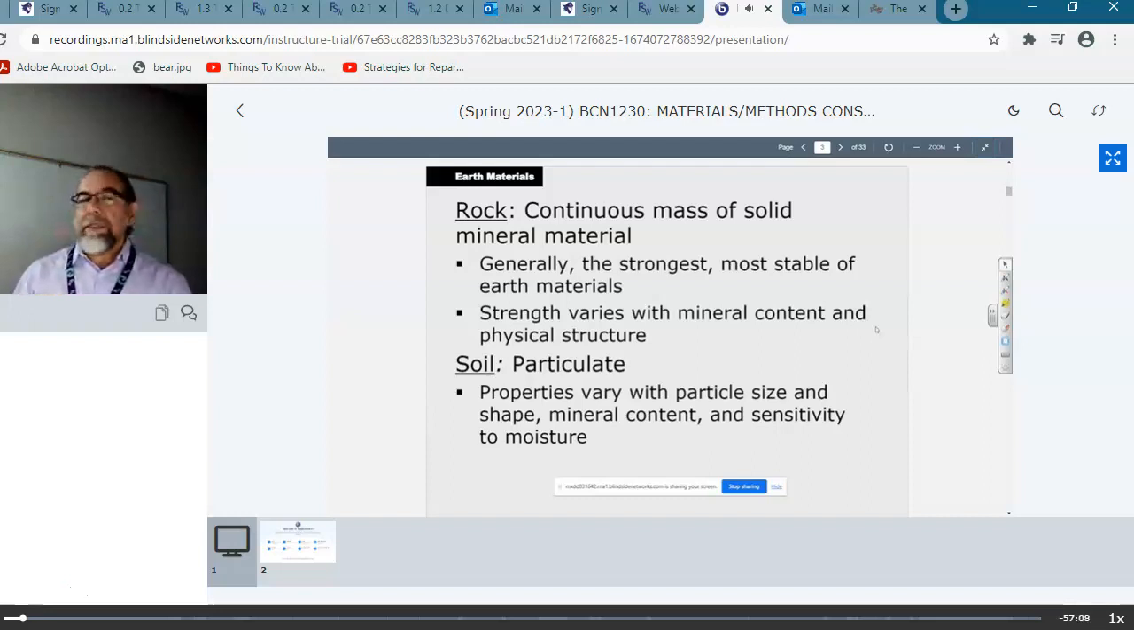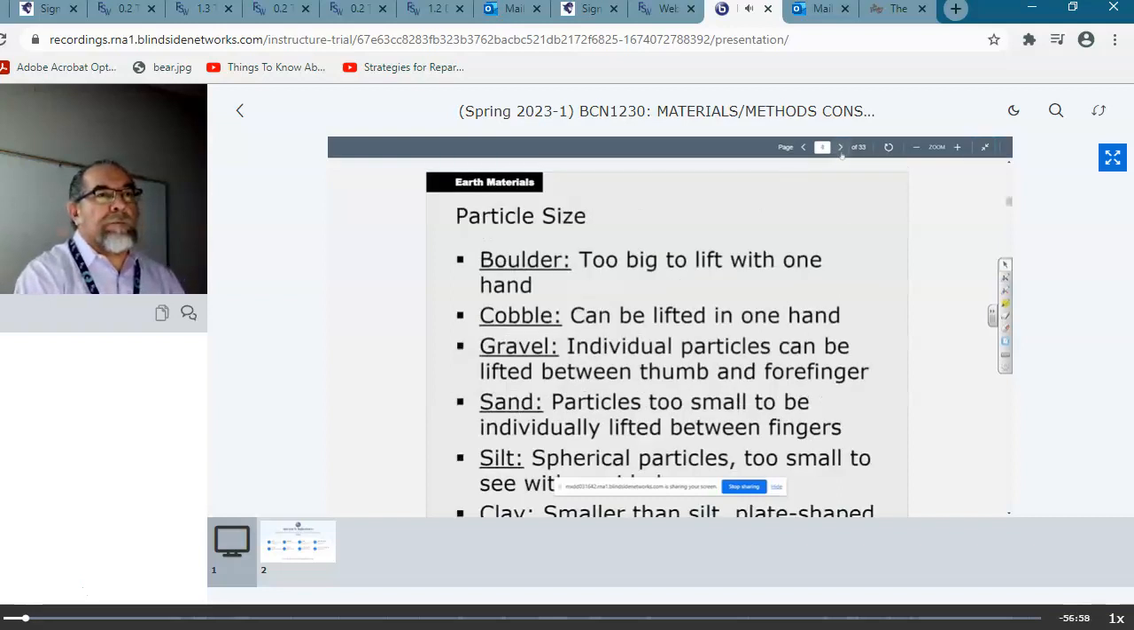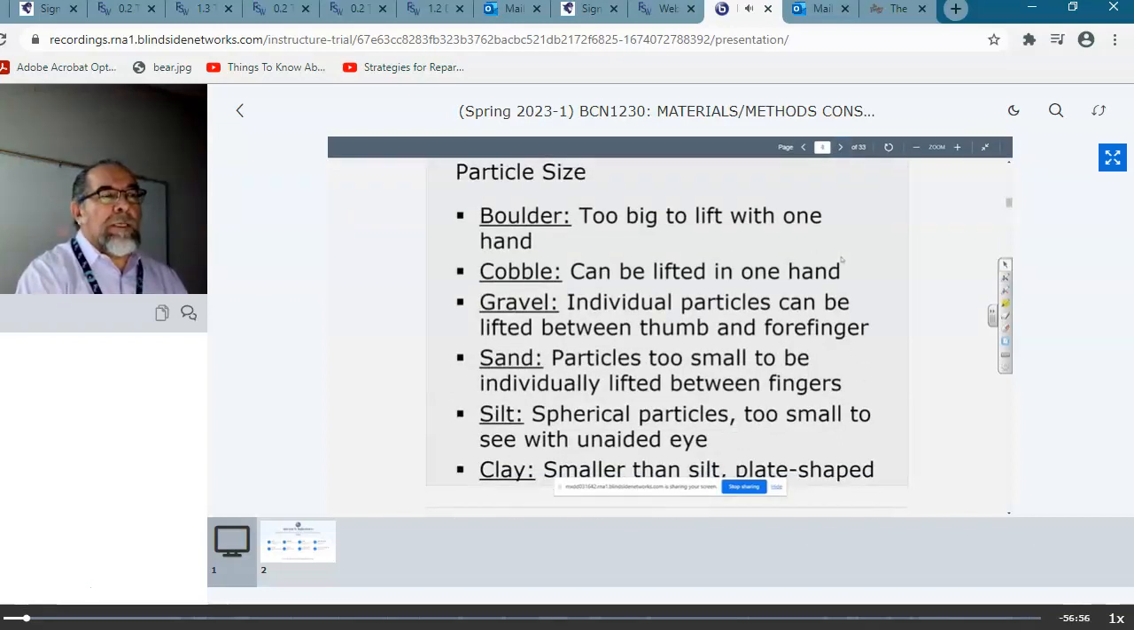Soil is a particulate, little pieces. Properties vary with particle size, shape, mineral content, and sensitivity to moisture. This boulder is too big to lift with one hand. Okay, so that's a description of a boulder. A cobble can be lifted in one hand. That's why you have cobblestone pavements on old-fashioned Victorian roads, because people could work with that. Gravel: individual particles can be lifted between thumb and forefinger.